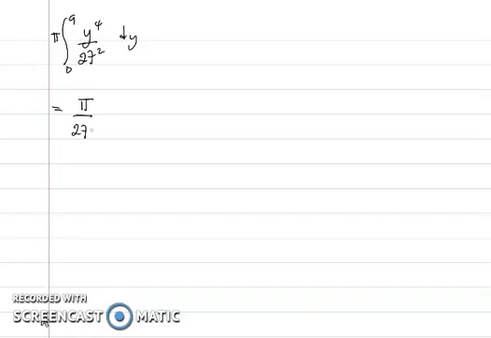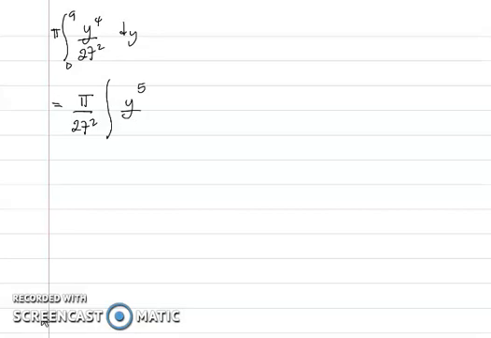So our next integral is the integral from 0 to 9 of y to the 4th power over 27 squared, and I'm taking this pi out to the front, integrating with respect to y. So this becomes pi over 27 squared, the integral of y to the 5 over 5. All right, from here, let's integrate. We have y to the 5th power over 5, and our limits are from 0 to 9.